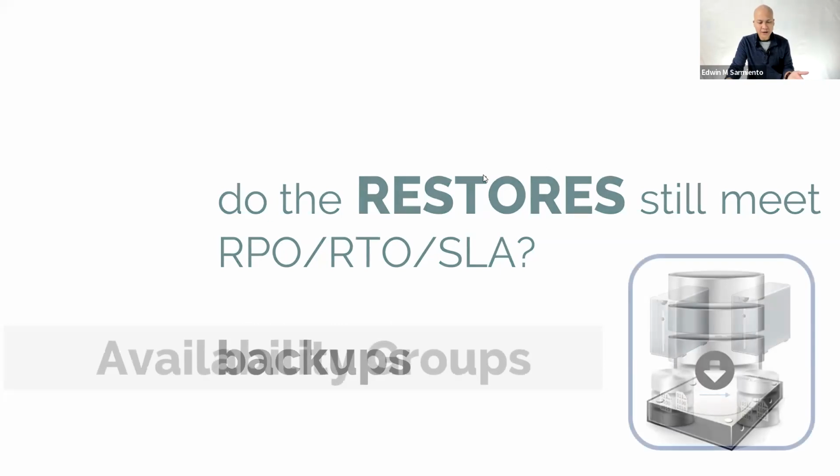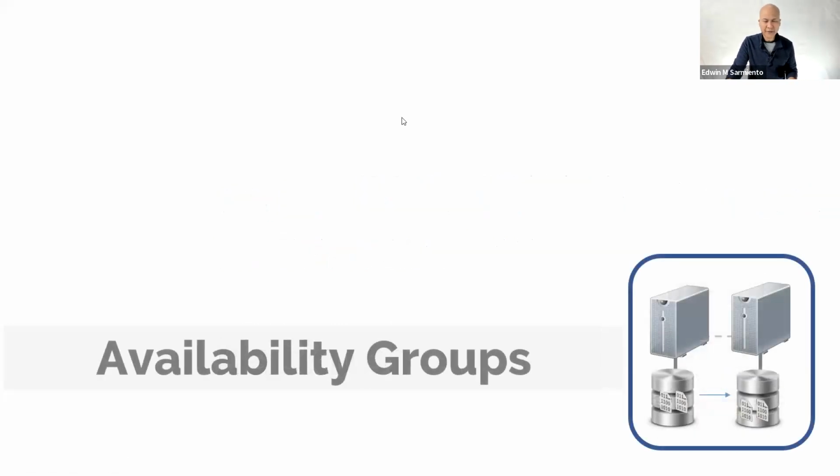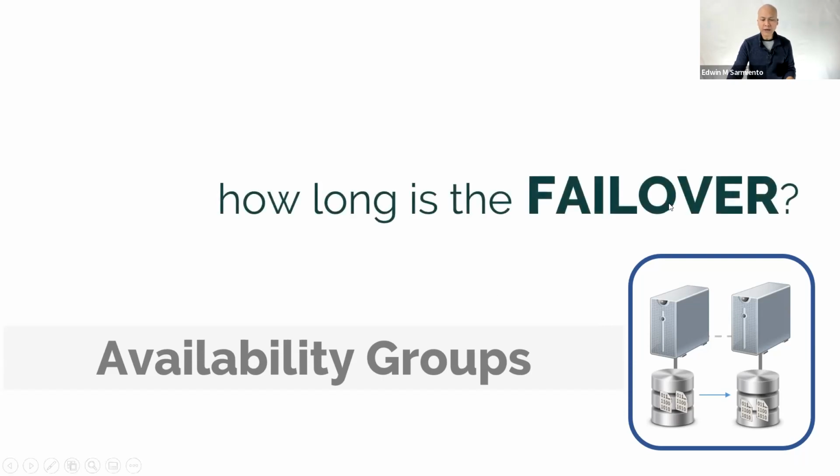Well, what about availability groups, for instance? Let's say you've implemented an availability group. You have an existing 2-node failover cluster with a 2-replica AG. You started out with 17 databases in the AG. And then the question that you need to ask after that is, how long is the failover? How long does it take to do a failover, right? When was the last time you did a failover?